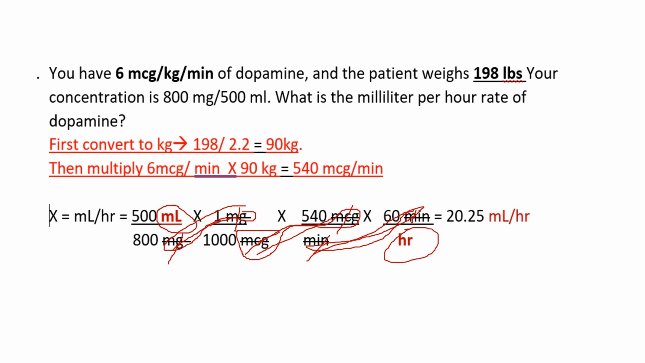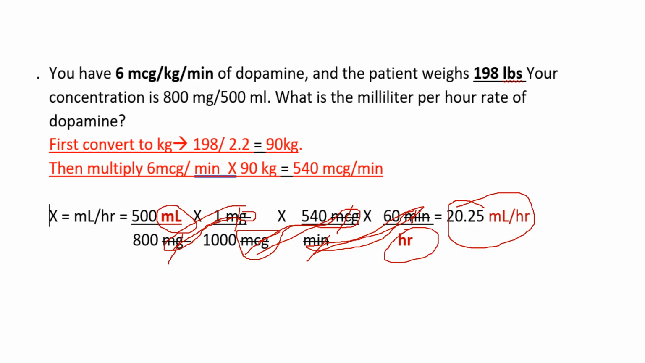So we ultimately are left with hour per ml. Again, we're just going to multiply the numerator straight across, and then multiply the denominator straight across. Then we divide the total of the numerator by the total of the denominator, and this is what we ultimately will get. This is our final answer. So that is your answer.